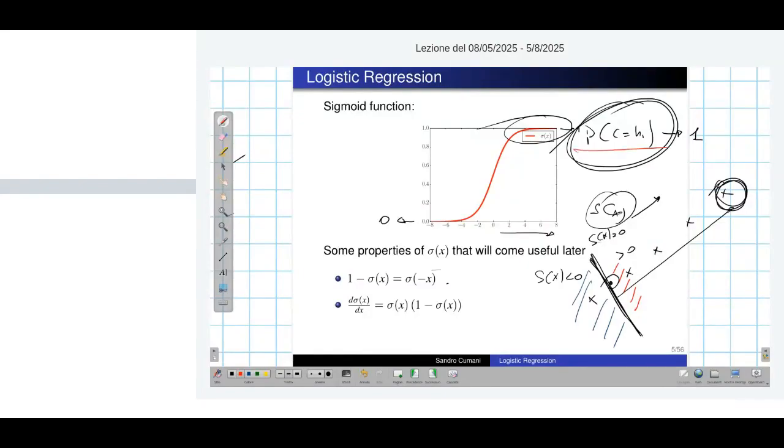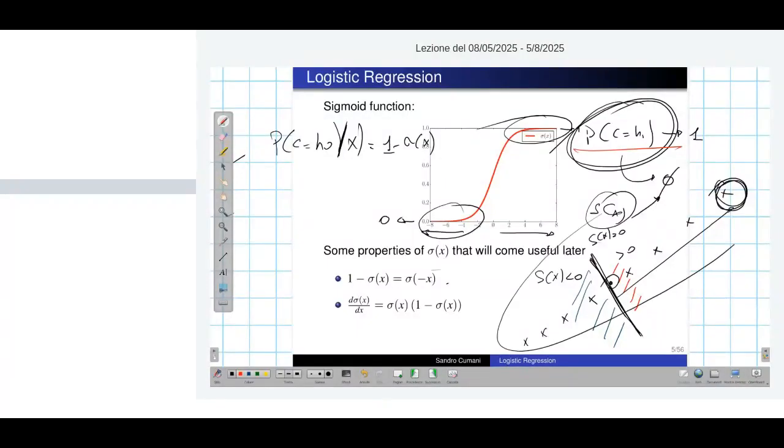So the posterior probability of class 1 will be lower than 1/2, and the more I move towards a negative score, the more the posterior probability for class 0 increases, which means that the posterior probability for class 1 goes towards 0. So the sigmoid reflects exactly this trend.